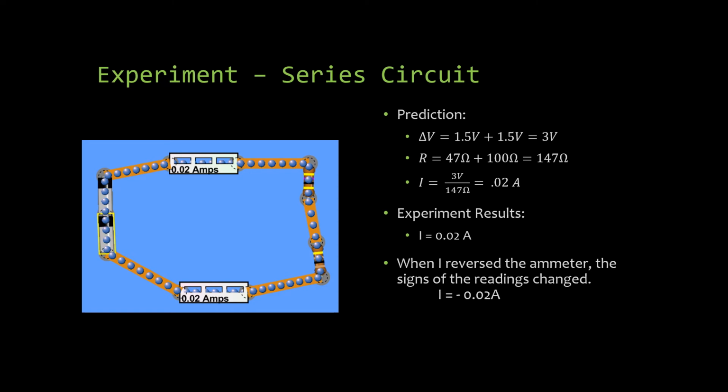After setting up the series circuit as described in the lab worksheet with 2 batteries, 2 resistors, and 2 ammeters, I predicted that the current would be 0.02 amps. After performing the experiment, I found that I was correct and the current was 0.02 amps. And when I reversed the ammeter, the signs of the readings changed, giving me a negative current.